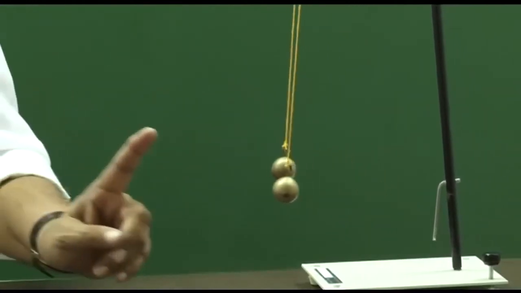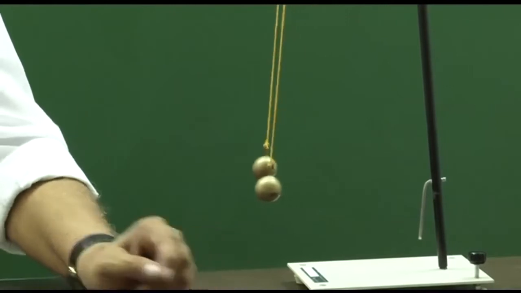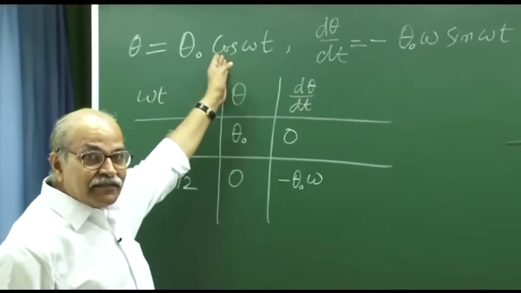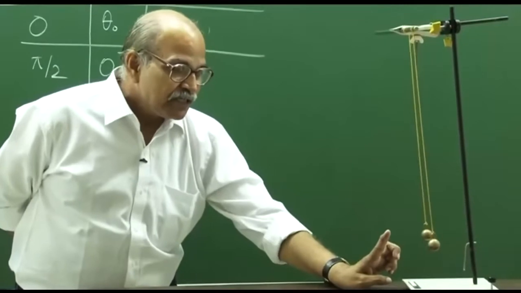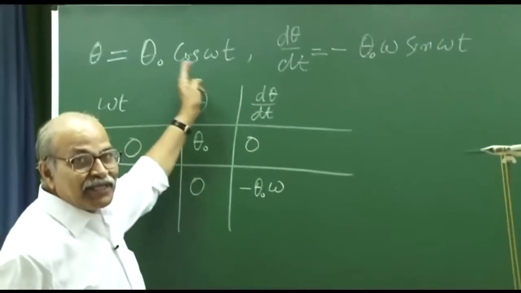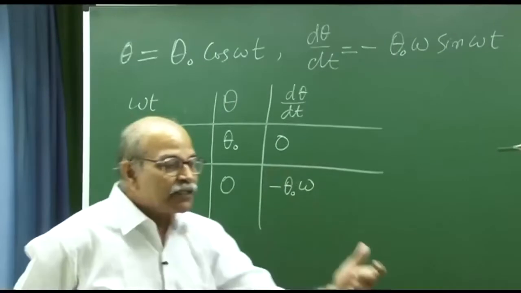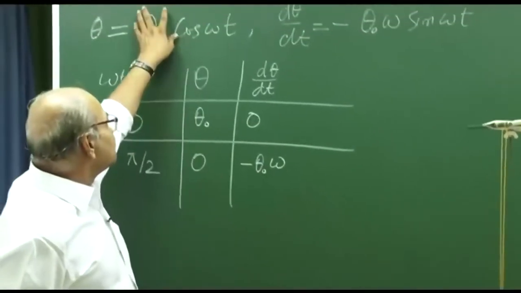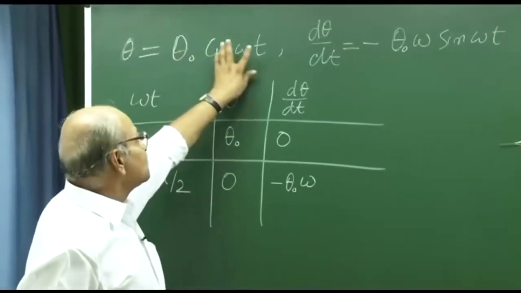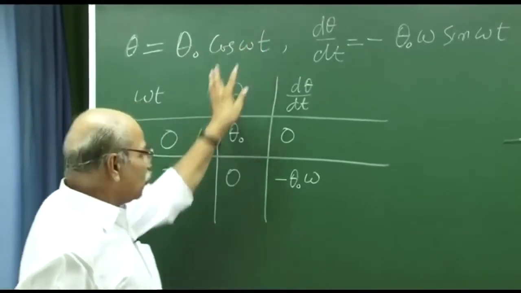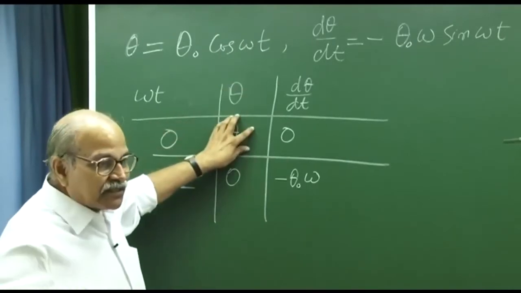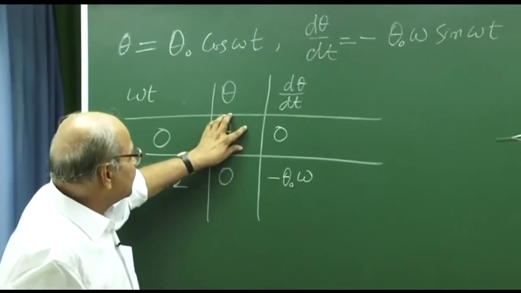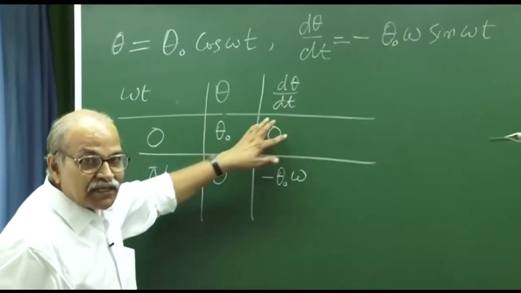So if you write the equation of this front pendulum as theta equal to theta naught cos omega t, the equation for the second pendulum, this rear pendulum, will also be given by this same equation. If the amplitudes are different, then this theta naught will be different for the two cases, but this omega t remains the same. When omega t is 0, for both the pendulums, theta is theta naught, their positive extreme position, the angular velocity is 0, and so on.